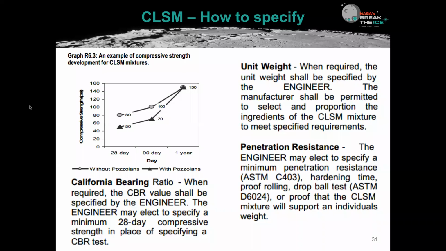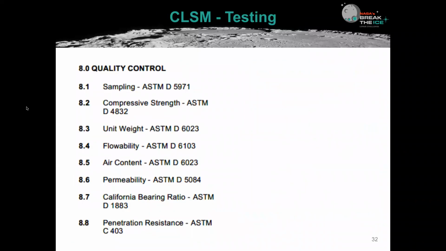Thank you. Go ahead, next slide, please. In terms of quality control, there are tests, as Pete indicated. These are the industry standard tests: sampling of the material is D5971, compressive strength is ASTM D4832, and there are tests for unit weight, flowability, air content, and permeability. So all sorts of tests are available in the ASTM standards to make sure that you do meet the requirements to satisfy the quality of the CLSM that you're looking to produce. Next slide.